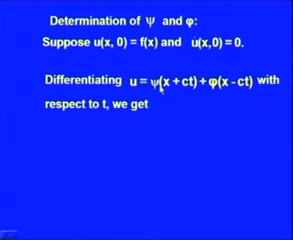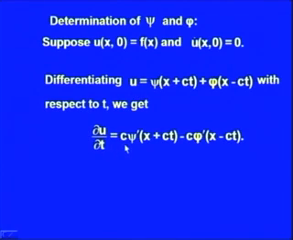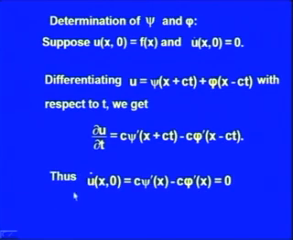Let us differentiate u equal to psi of x plus c t plus phi of x minus c t with respect to t. We will get delta u over delta t equal to c into psi dash of x plus c t minus c into phi dash of x minus c t, where the primes here denote the derivative with respect to x plus c t and the derivative with respect to x minus c t. Thus, u dot x 0, so when you put here t equal to 0, what you get? Delta u over delta t at t equal to 0 gives you u dot x 0. u dot x 0 will be equal to c times psi dash x minus c times phi dash x, and we are given that u dot x 0 is equal to 0, this condition. So, u dot x 0 equal to 0 gives you c times psi dash x minus c times phi dash x equal to 0.